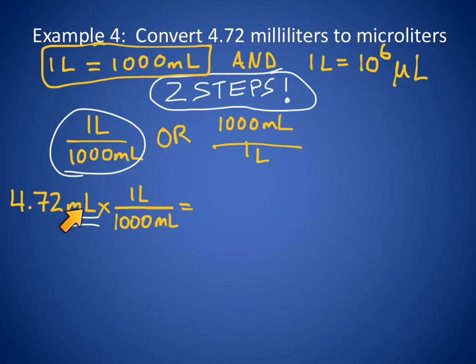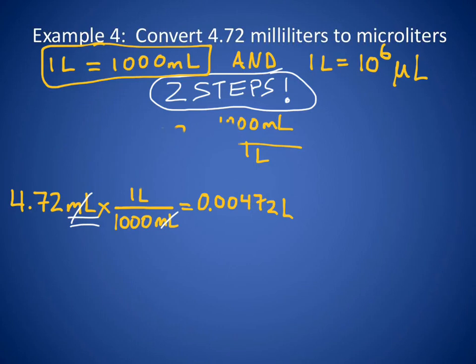So 4.72 times 1 is 4.72. Divided by 1,000 is 0.00472. Milliliters canceled, so that is 0.00472 liters now. So that's the first step. The second step is now that I have liters, I'm going to convert that into microliters. So I'm starting with this answer here, not this answer. I'm starting right here, just continuing the problem.